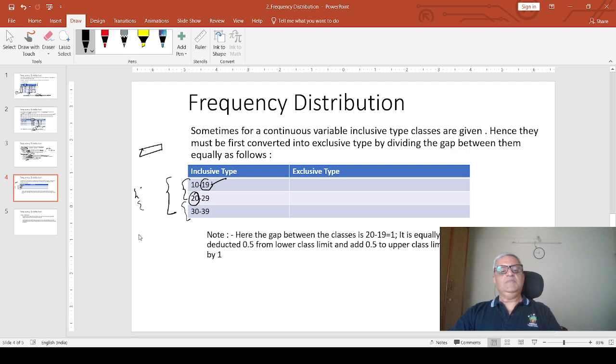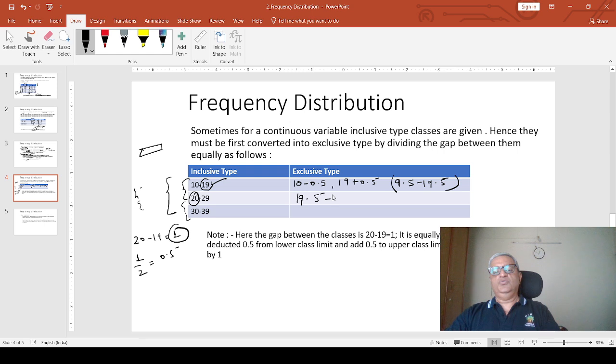I will find out what the gap is. So 20 minus 19 is equal to 1. So 1 is the gap. I will divide this 1 by 2. That gives me 0.5. So I deduct 0.5 from the lower band, and I add 0.5 to the upper band. So my new class, which is the exclusive class, will be 9.5 to 19.5. And the same thing I will do here. So this will become 19.5 to 29.5, and this will become 29.5 to 39.5.